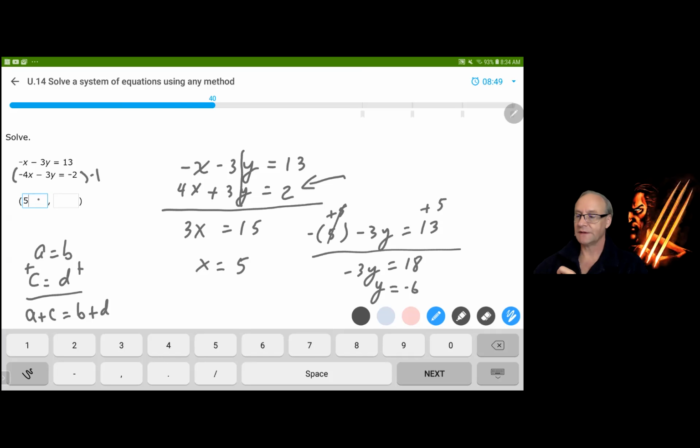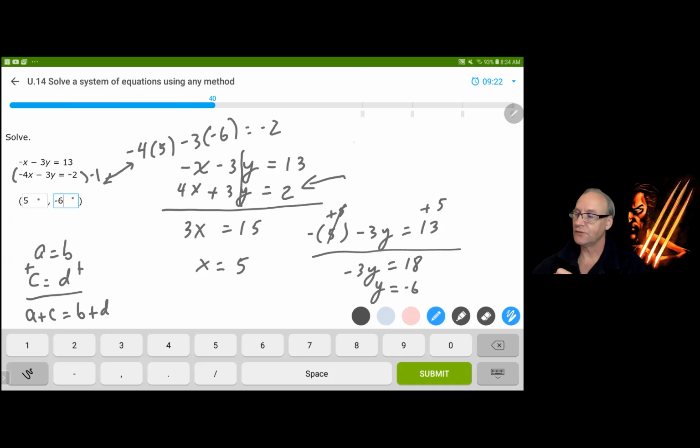Now, a lot of people are going to say, oh, man, I am done. I am not going to bother doing that check. It doesn't take long, so please do the check. Notice I used the top equation to find my y. So I'm going to use the second equation, which is 5 for x minus 3 times negative 6 for y. And it's supposed to be equal to negative 2. I'm using this bottom equation down here.